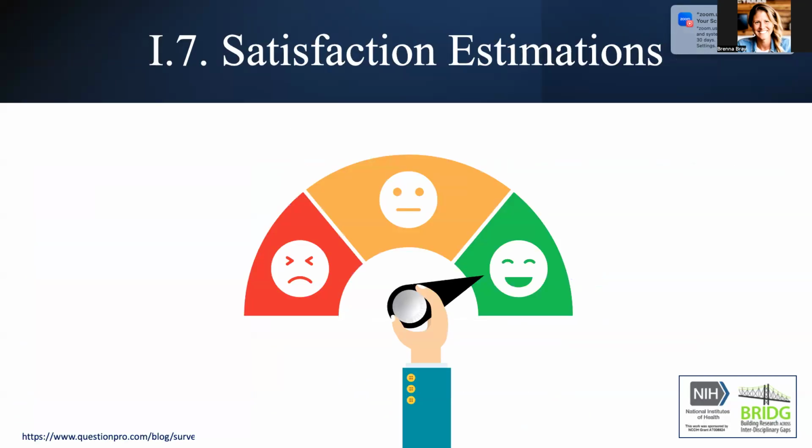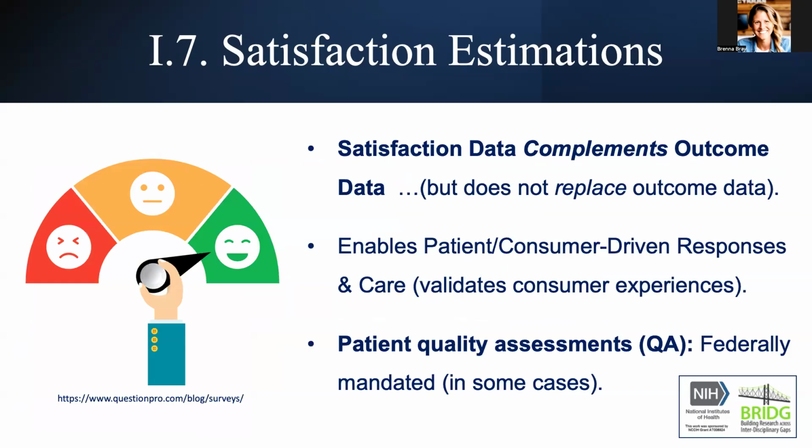And lastly, we're going to talk about satisfaction surveys or satisfaction estimates. Satisfaction data can be used to complement outcome data, but it doesn't replace outcome data. So we might get our outcome data. Maybe we have an intervention that we're testing in the context of depression, and we want to find out, is this intervention effective in improving Beck depression assessment survey scores? But we also want to understand, are the users satisfied with this intervention? How do they feel about engaging with it? Because oftentimes that's going to be a key component in feasibility, for example.